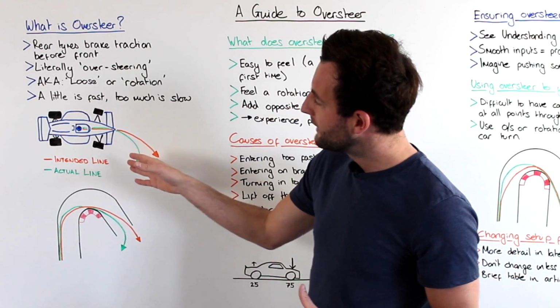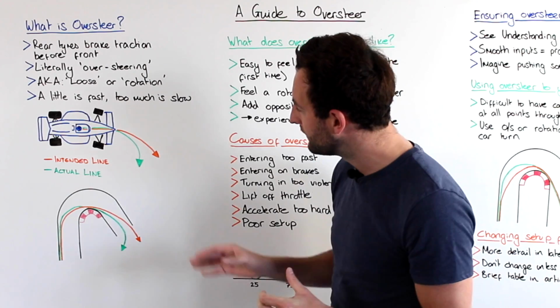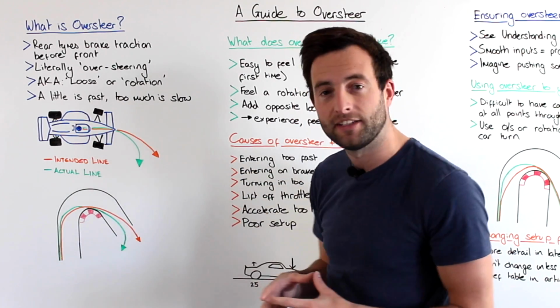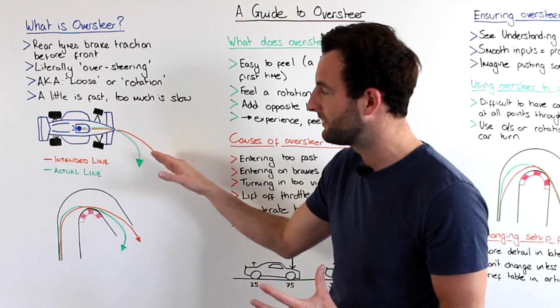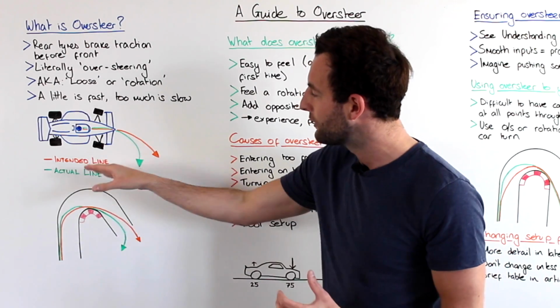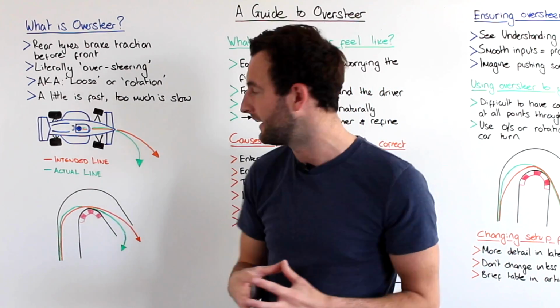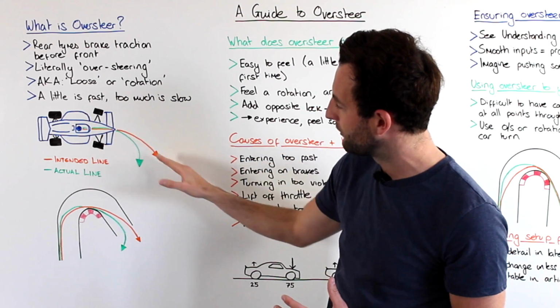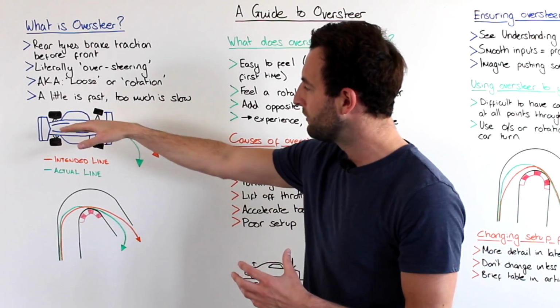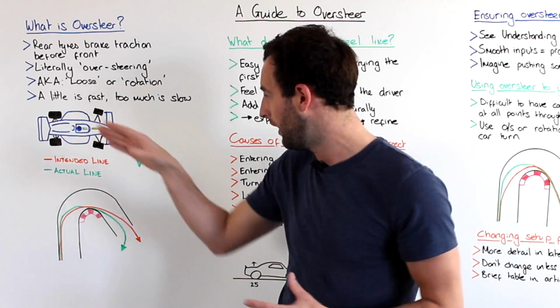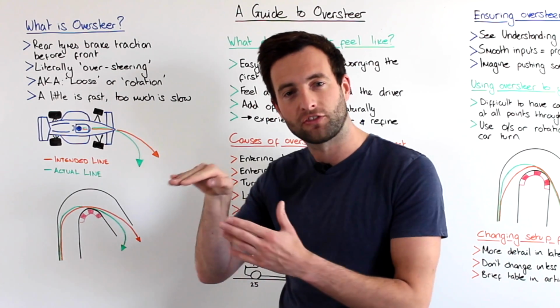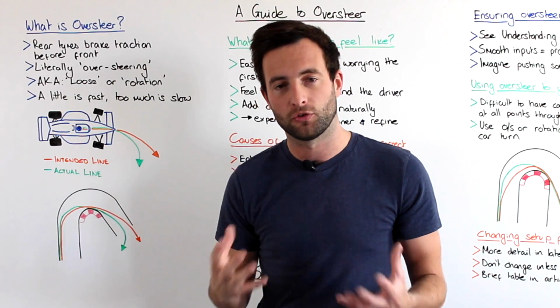Now, in terms of these diagrams here, you can see that the orange line is the intended racing line for the car in question, and the green line is the oversteer line. So the orange line comes through this kind of arc here, and with some oversteer on the green line here, you can see that the car's actually turning into the corner too much.